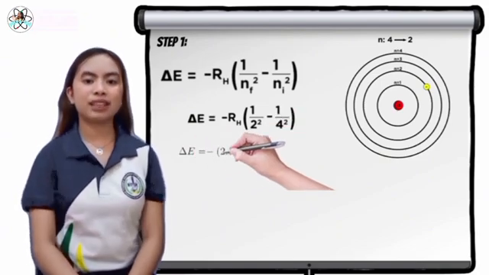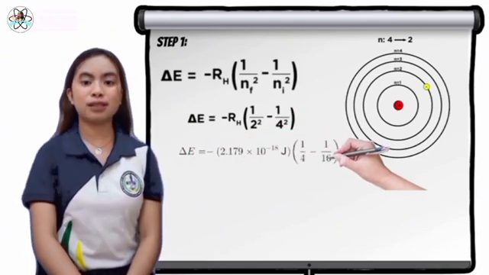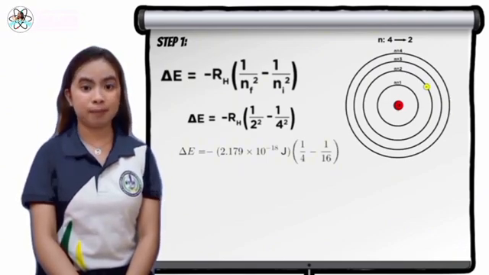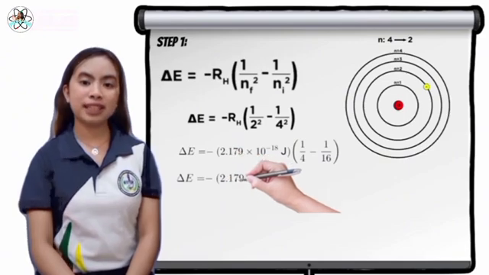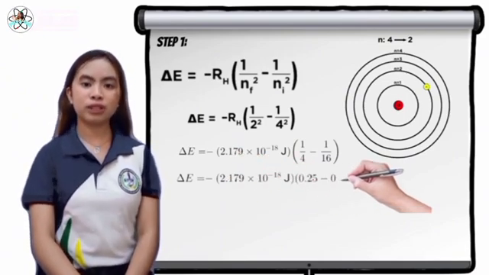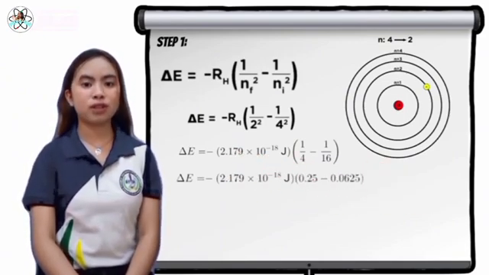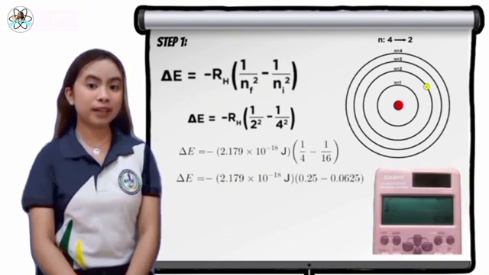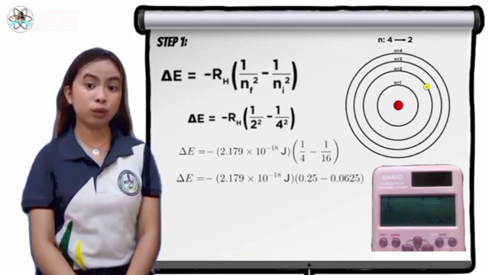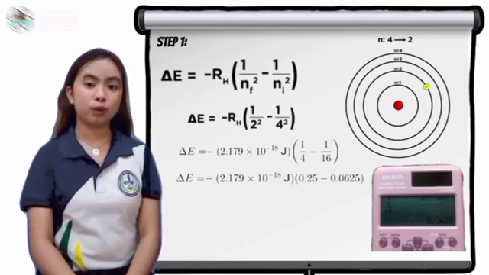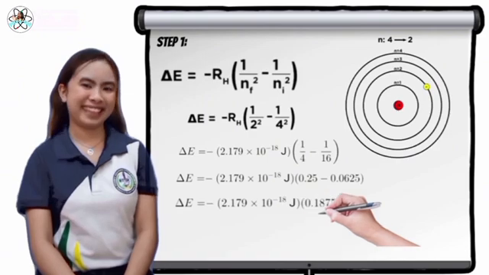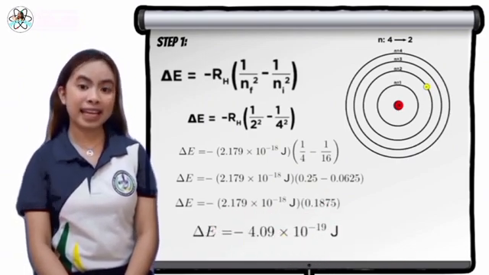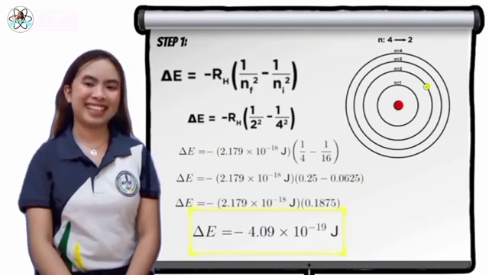So it is equal to negative 2.179 times 10 raised to negative 18 joules times 1 over 4 minus 1 over 16, is equal to negative 2.179 times 10 raised to negative 18 joules times 0.25 minus 0.0625, because 1 over 4 is equal to 0.25 and 1 over 16 is equal to 0.0625. And the rest will be mathematics. So energy change is equal to negative 4.09 times 10 raised to negative 19 joules.